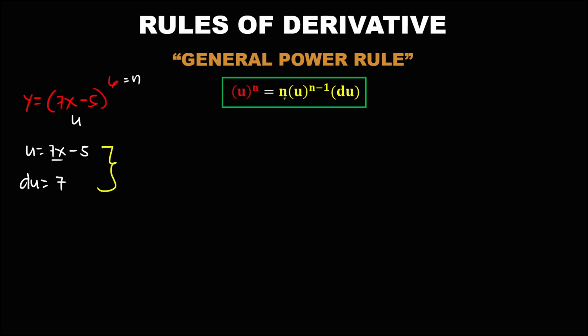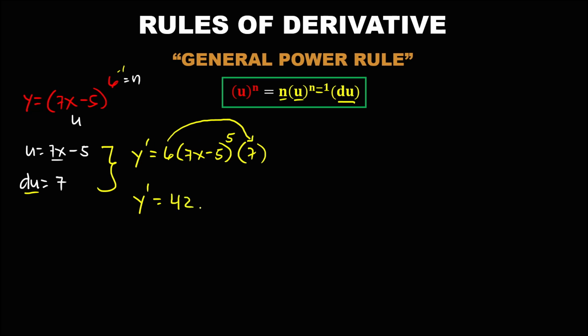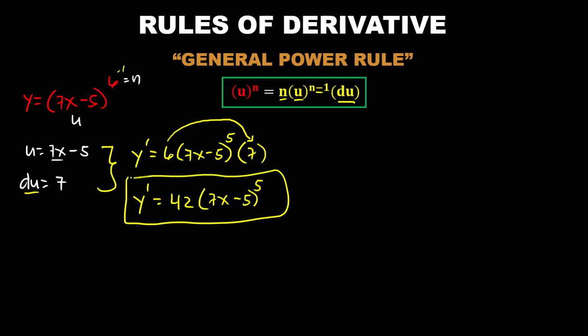Then applying now the formula, we have n for the derivative. So n is 6 times u. u is 7x minus 5. Then n minus 1, so 6 minus 1, this is 5, times the derivative of u, that's 7. Then to simplify, multiply 6 and 7. 6 times 7 is 42. Then times the quantity of 7x minus 5 to the power 5.